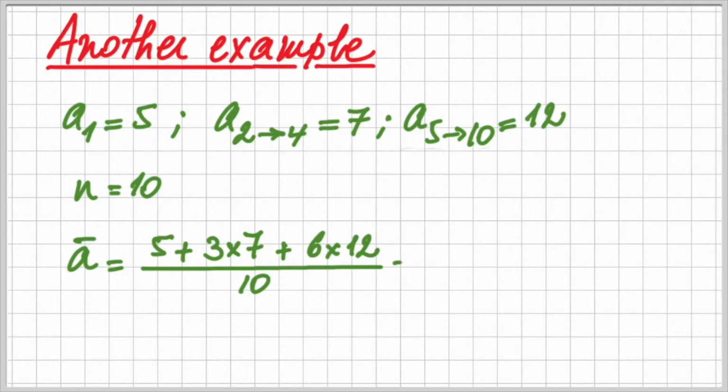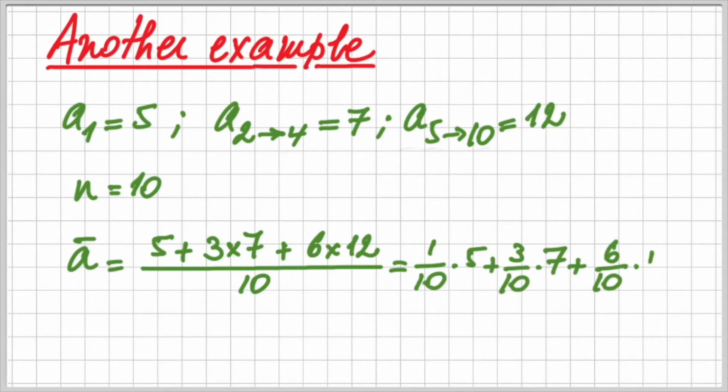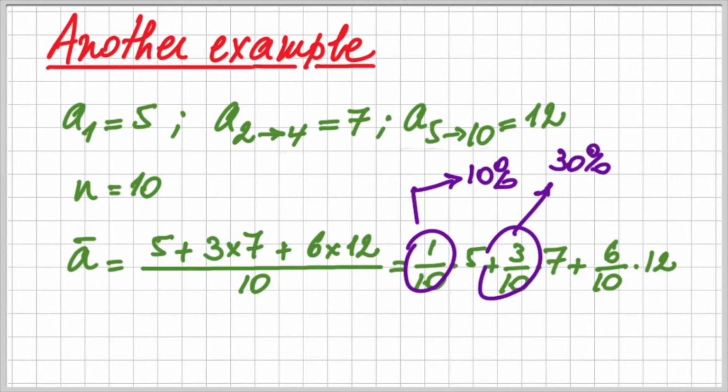When we rearrange this equation, we have 1 divided by 10 times 5, plus 3 divided by 10 times 7, plus 6 divided by 10 times 12. 1 divided by 10 is 10%, 3 divided by 10 is 30%, and 6 divided by 10 is 60%.